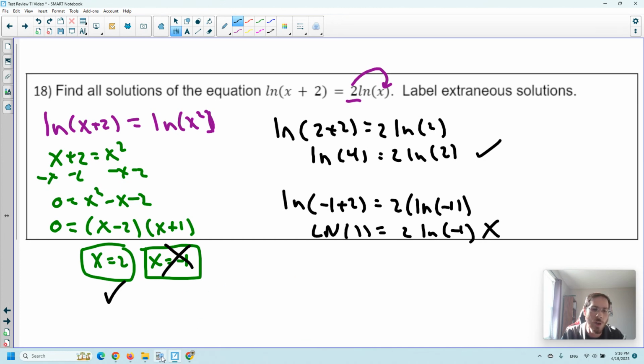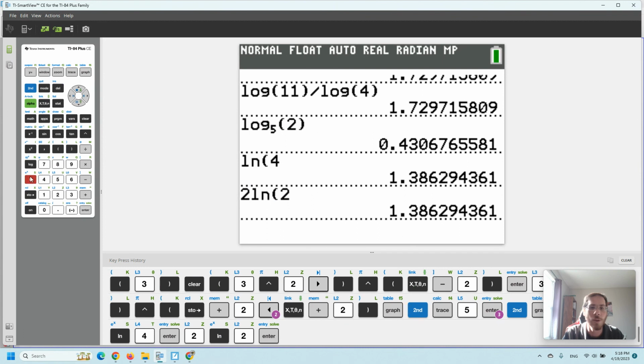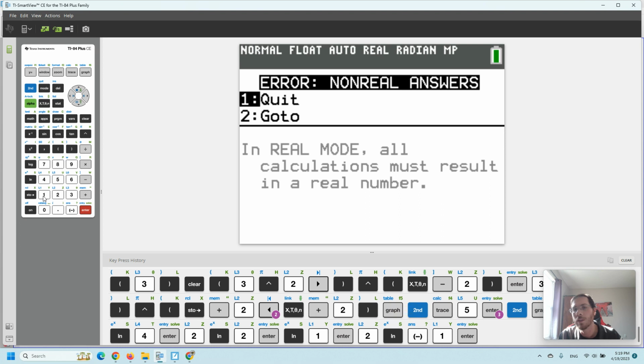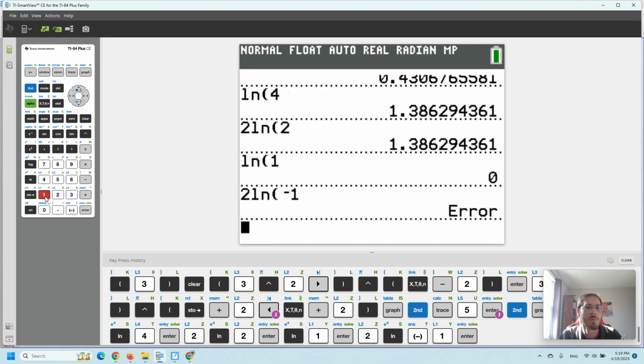If I do want to double check with the calculator, I still could. So if I forgot, or if I just wanted to double check, ln of 1 is 0. 2 ln of -1 is a non-real answer. So we can see we're outside of the domain. So we're going to quit, say, oh well, didn't work out.